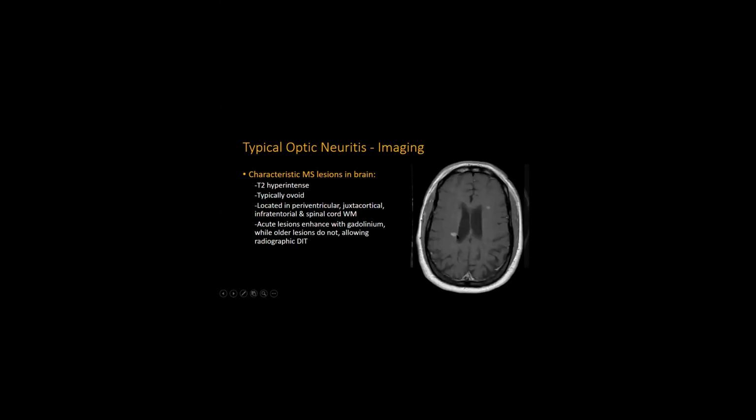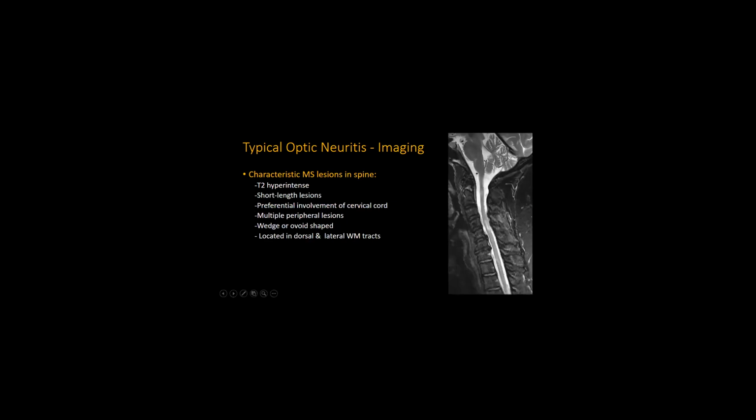Also, acute lesions enhance with gadolinium, while older lesions don't. So you have an example here, which is a post-contrast T1 weighted image. You can see enhancing lesions, and there are non-enhancing lesions. So this allows you a radiographic dissemination in time, telling you there are lesions which are active and inactive. So that's what MS looks like in the brain.